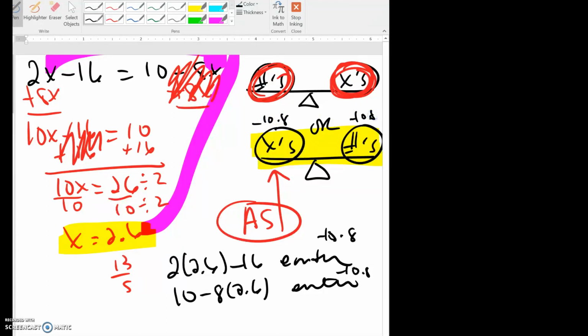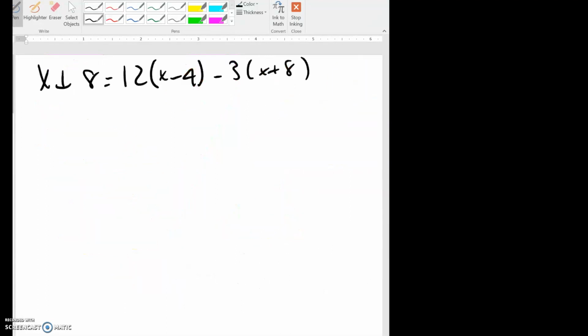All right, let's do the next 2 here. Okay, so our goal again is to get x's on one side, numbers on the other.